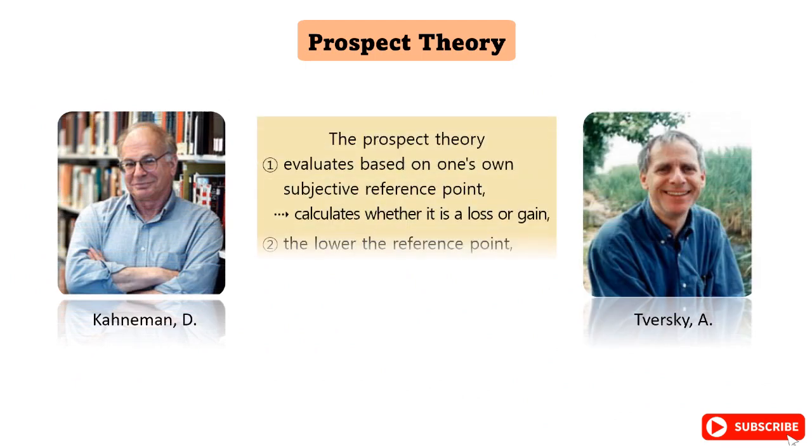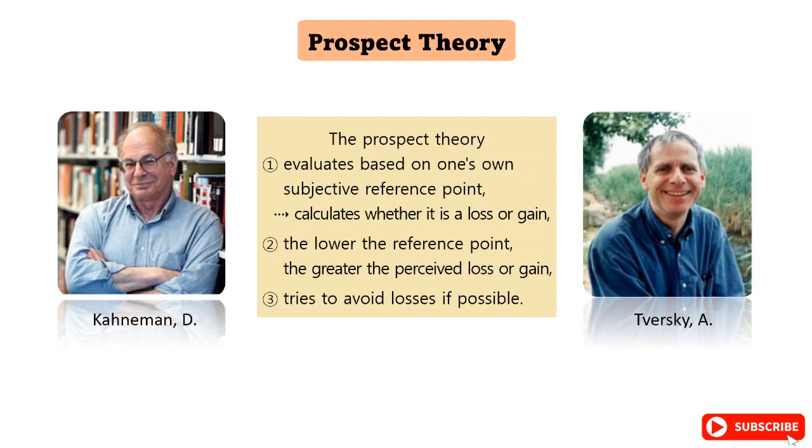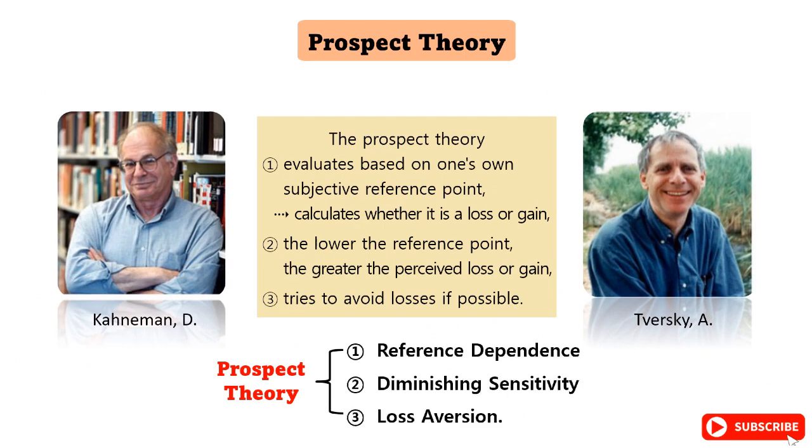In other words, prospect theory is a theory that evaluates based on one's own subjective reference point, calculates whether it is a loss or gain, and the lower the reference point, the greater the perceived loss or gain, and tries to avoid losses if possible. Kahneman and Tversky's prospect theory consists of three theories: reference dependence, diminishing sensitivity, and loss aversion.